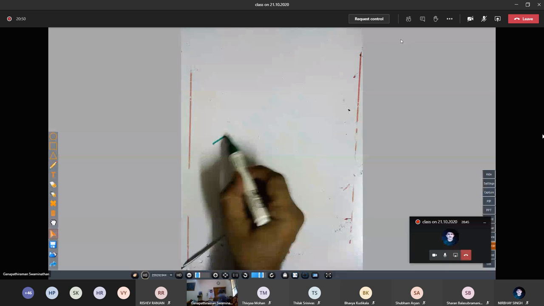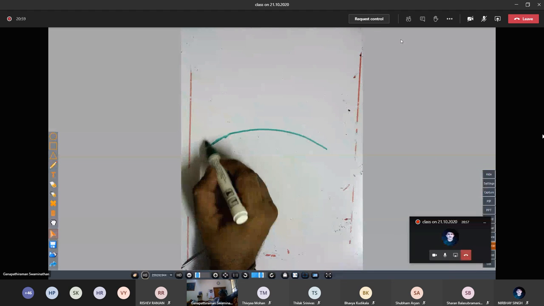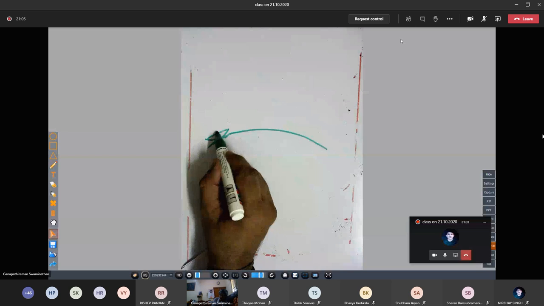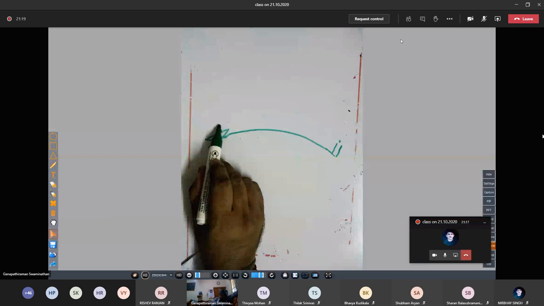Now this is a mean sea line. What is a mean sea line? That's a level line passing through the mean sea level. Now I have a ship. There is a master of the ship, one fellow standing over here. Then there is a lighthouse. Now he is able to observe the light of the lighthouse.